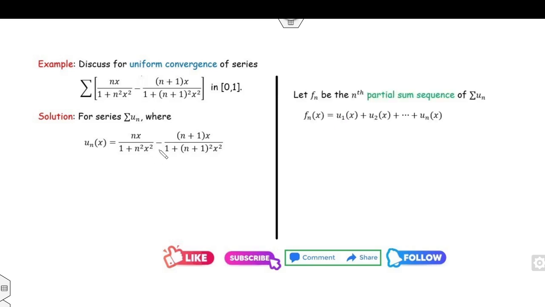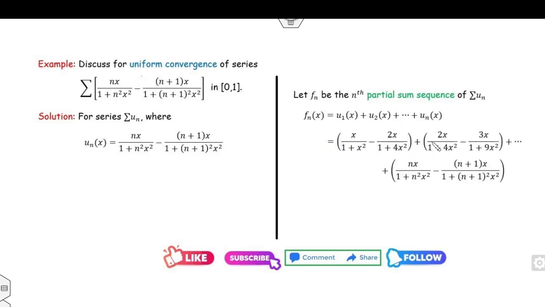What is u_1? I can substitute the value n equal to 1. It is x over 1 plus x square, minus 2x over 1 plus 4x square. This is my u_1, plus u_2, and so on. The first term will be cancelled, the second term will be cancelled, and the last term will remain. The first and the last terms are pending.